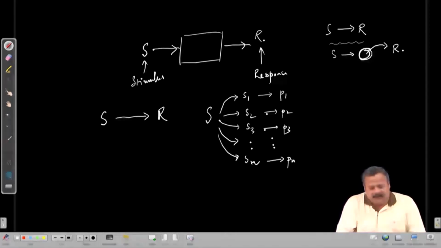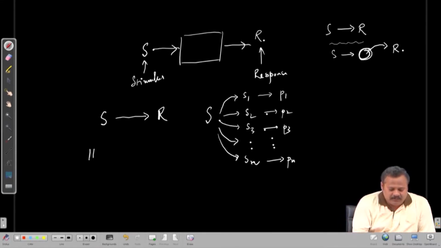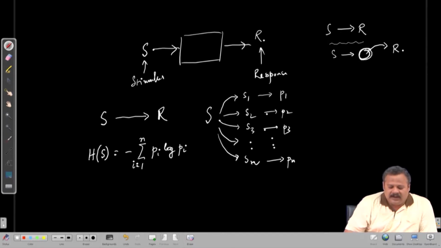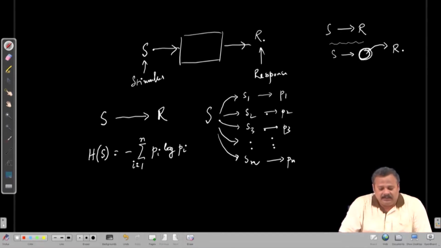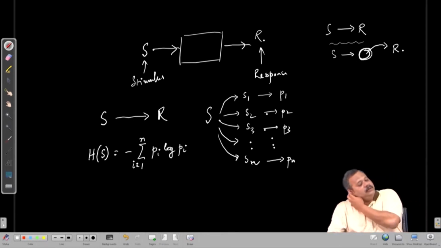properties of uncertainty or measures of uncertainty, it could be shown that the measure of uncertainty of a random variable, which we will call the entropy of the random variable S, and which we will write as H(S), can be defined to be the negative sum of Pi log Pi, where i is varying from 1 to n, which are the n stimuli that we have, and Pi being the probabilities associated with each of the stimuli.